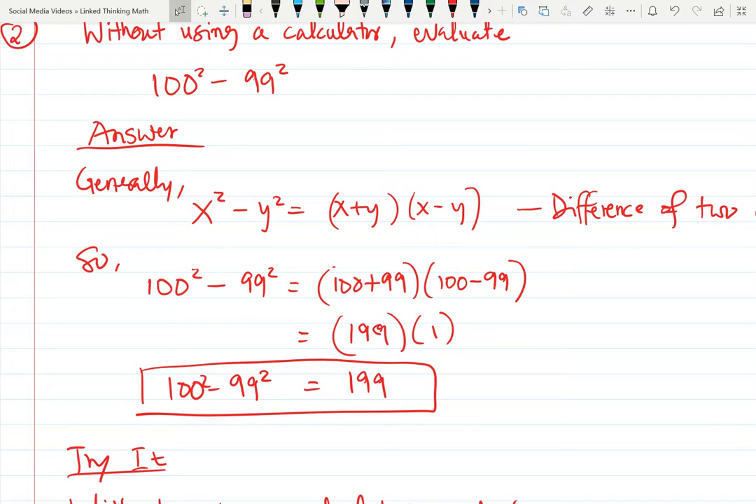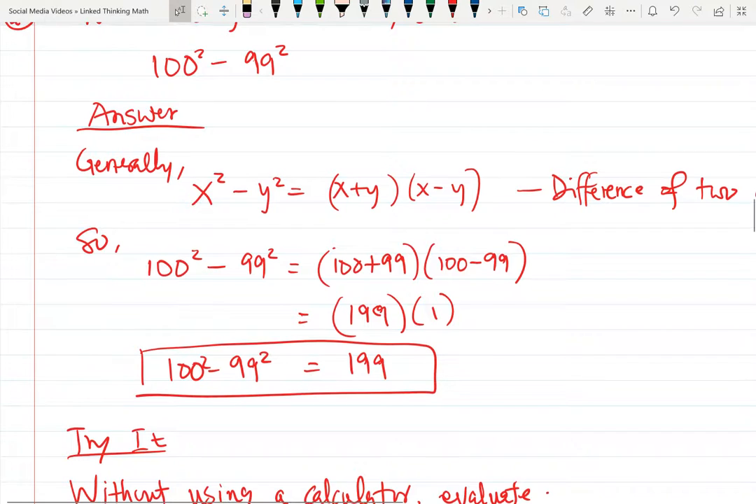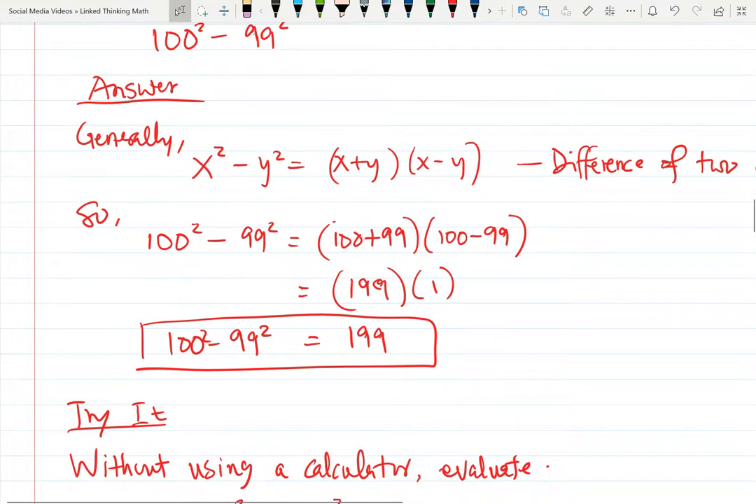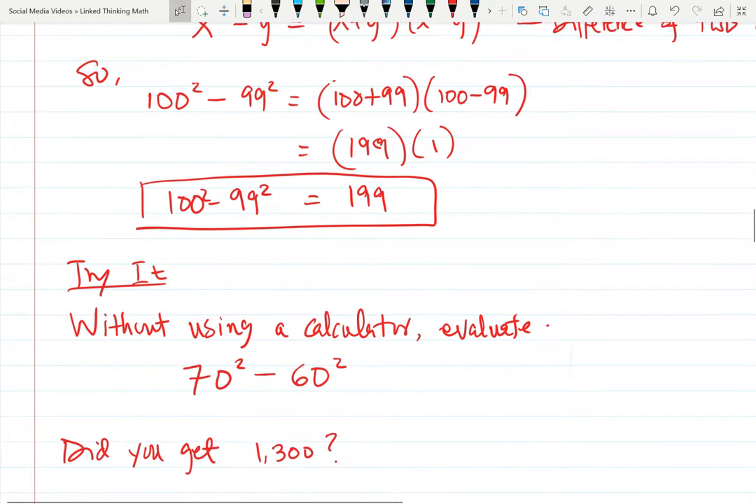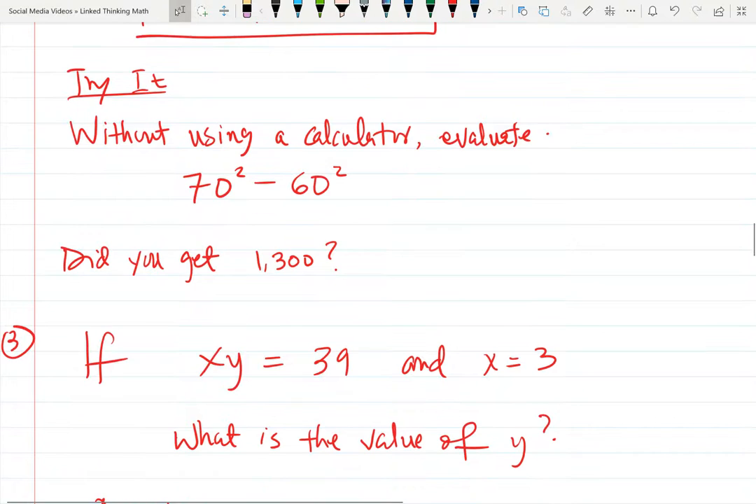What do you call it? Difference of two squares. The sum times the difference. Okay, the sum is 100 plus 99. The difference is 100 minus 99. That's your answer. Okay, try it.